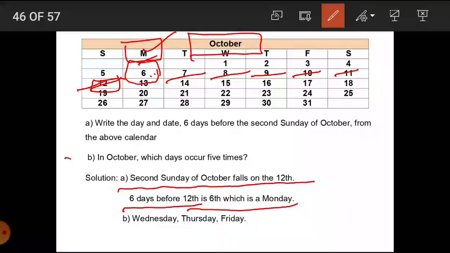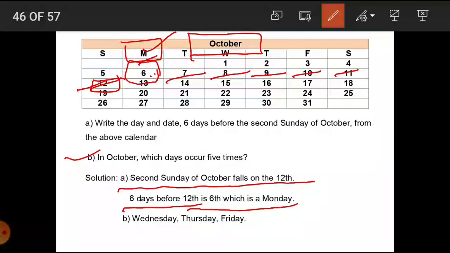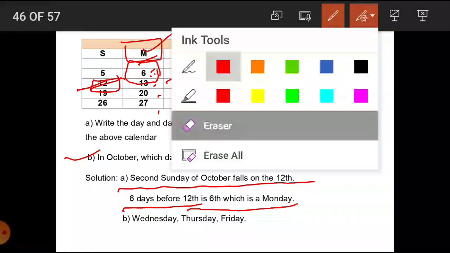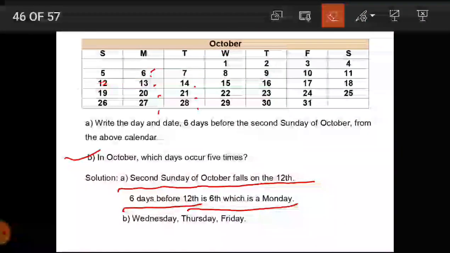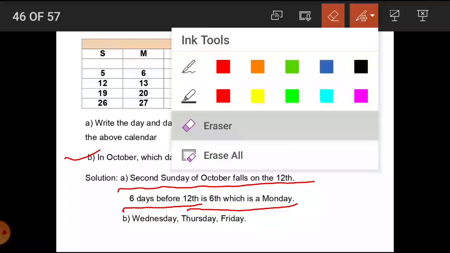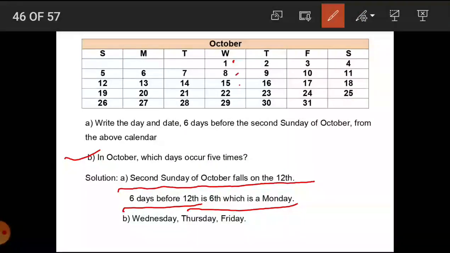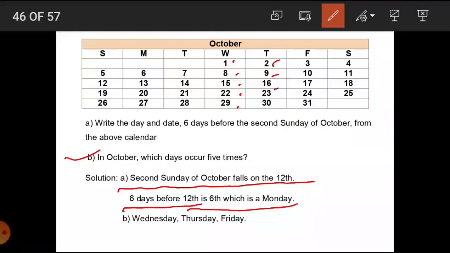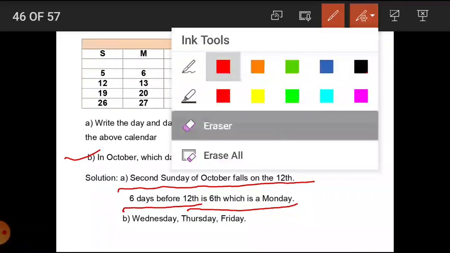Now second question, in October which days occur 5 times? Let us see which days occur 5 times. Monday you can see only 4. Tuesday you can see 4. Now look at the Wednesday over here. Wednesday you can see it's 5. Thursday you will see it's 5. Friday you can see it's 5. And Saturday you can see it's only 4. So this is not applicable.